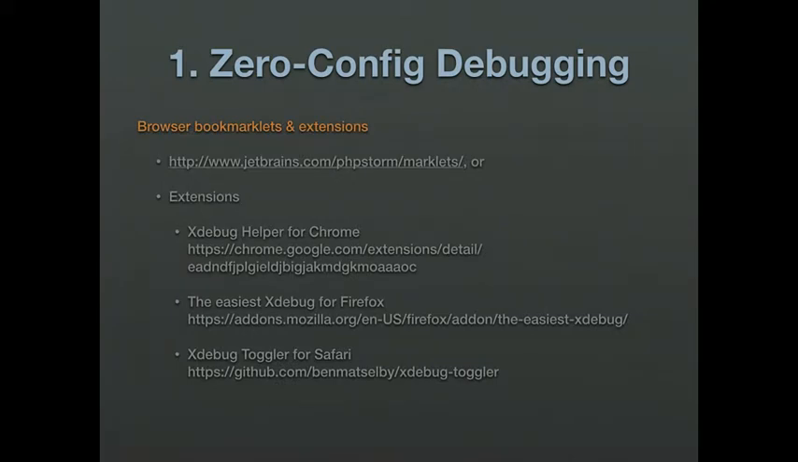And then you have to tell your browser to use it. So there's a couple ways to do that. One is through these bookmarklets. And then you could also use browser extensions if you don't want to use the bookmarklets. So there's Xdebug helper for Chrome, Easiest Xdebug for Firefox, and then Xdebug Toggler for Safari as well. So let's take a look at that, see what that looks like.